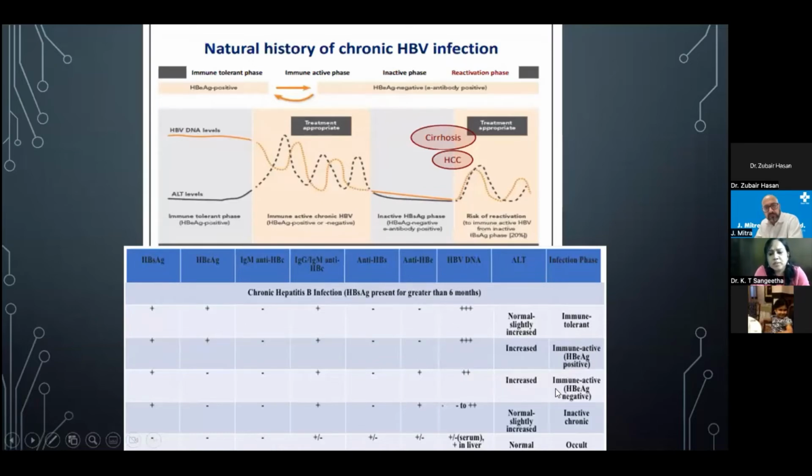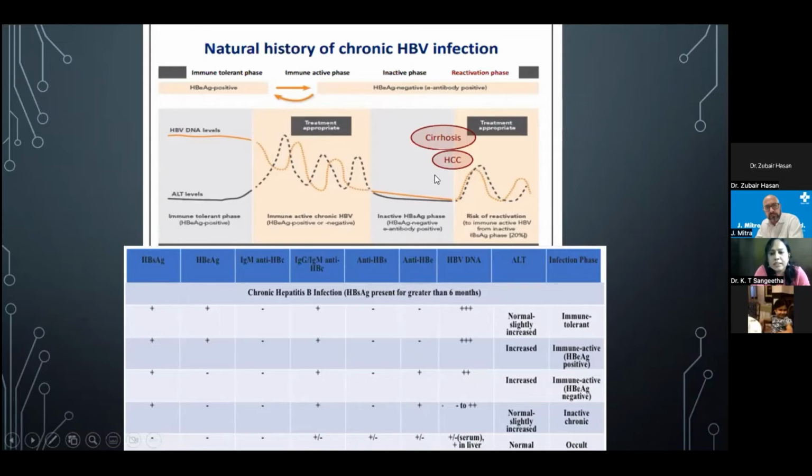Next, one more immune active phase, where HBeAg has started converting to anti-HBe. In such a case, HBsAg is positive and HBeAg has converted to anti-HBe. Again, we have the presence of total anti-HBc, the chronic infection indicator. The DNA levels are again high, with increased liver enzymes. So again, this is an immune active phase.